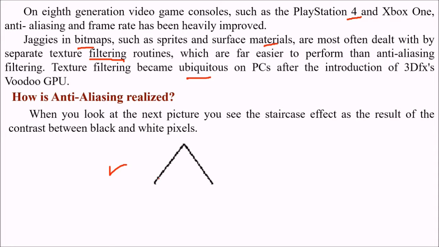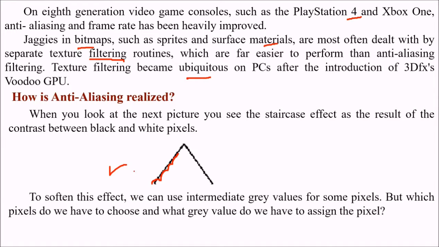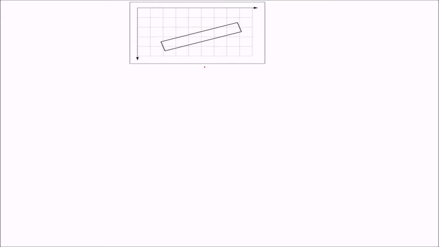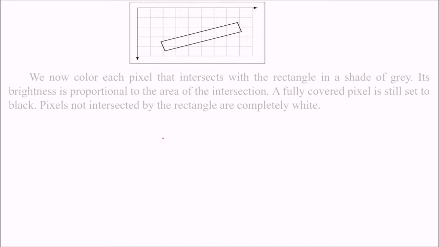This is the picture. If you have a look here, you see the staircase effect as a result of contrast between black and white pixels. To soften this effect, we can use intermediate gray values for some pixels. But which pixels do we choose? And what gray value do we have to assign to these pixels? For this purpose, we think of any line as a rectangle of a desired thickness covering a portion of a grid, as we see here. Okay, this we consider as a rectangle.